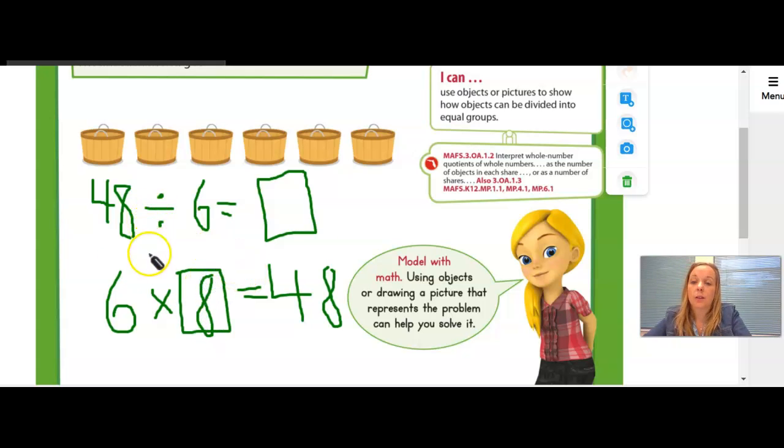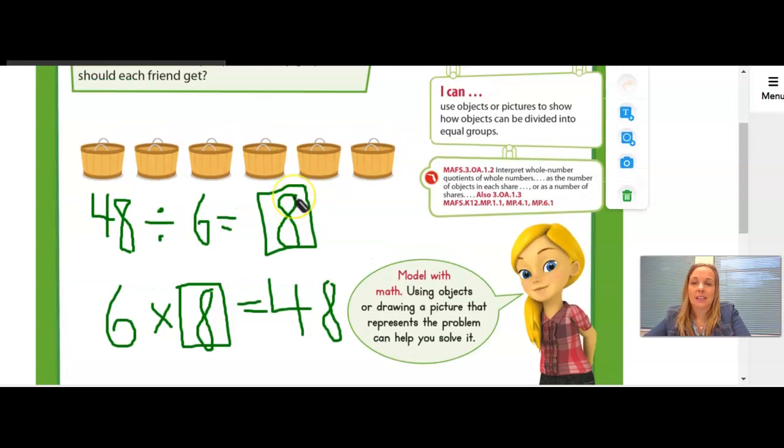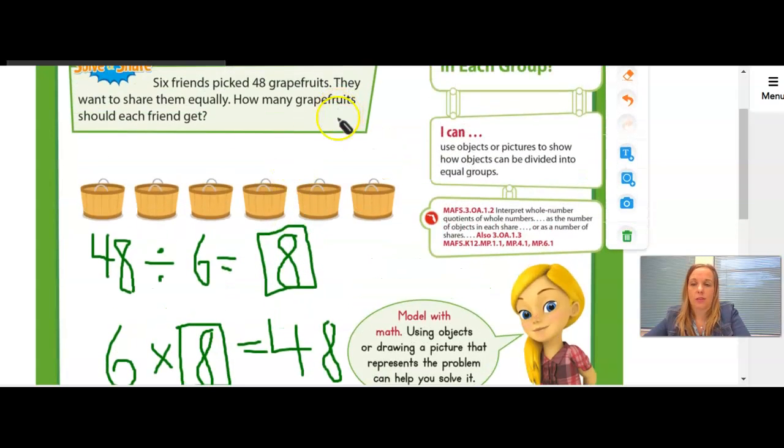So therefore, there would be 8 grapefruits split among 6 friends. So 48 divided by 6 equals 8. So the answer would be 8 grapefruits. I took 48 grapefruits, I split it into 6 groups for my friends. Each friend received 8 grapefruits.